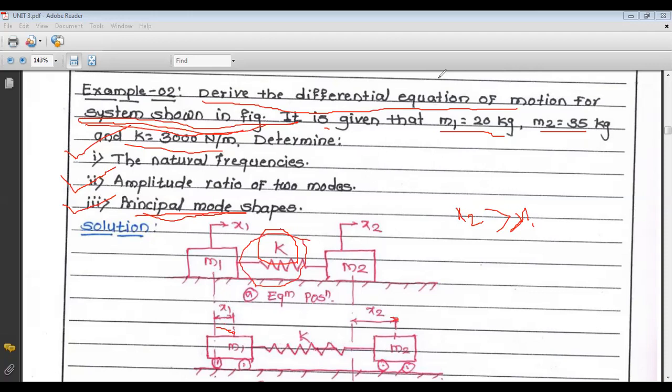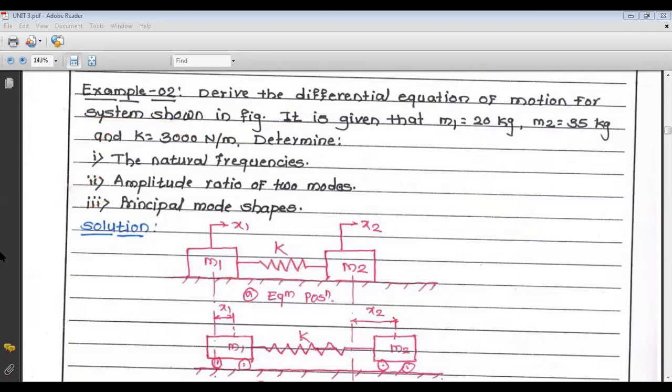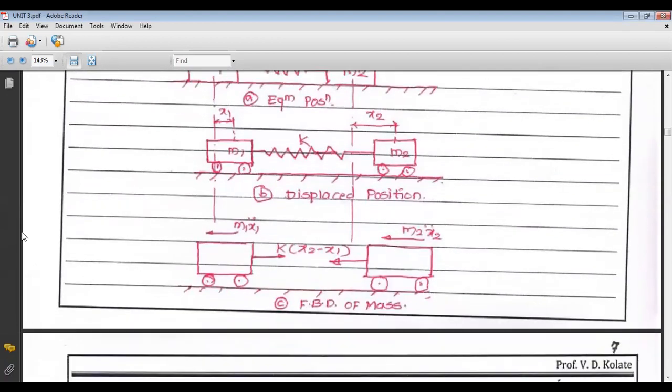Now this is your equilibrium position and the second diagram is your displaced position. Now we have to draw the free body diagram for masses M1 and M2 for the displaced position. So what is a free body diagram? Now x1 is the displacement which is on the right hand side. So the inertia force, that is M1 into x1 double dot, is on the opposite side. This is the inertia force which is opposite to the displacement or acceleration. So it is M1 x1 double dot.